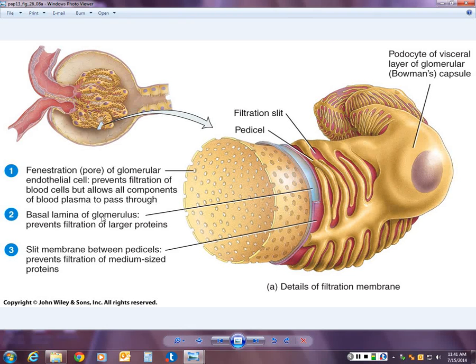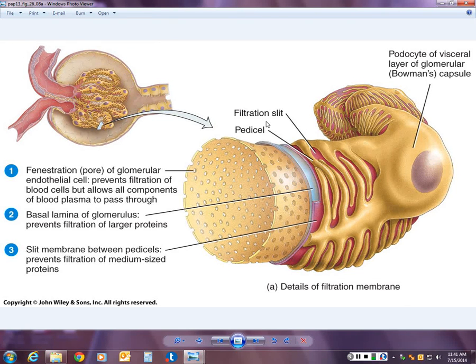And the third and final component of that filtration membrane is comprised of cells called podocytes. These podocytes make up the visceral layer of Bowman's capsule. What happens is the podocytes have long finger-like extensions called pedicles. These pedicles interlock like fingers, and what that creates in between them are small, tiny gaps called filtration slits. So those are your three layers to the filtration membrane. You have the fenestrated endothelium along with the basal lamina, and then these filtration slits are formed by the interlocking pedicles of the podocytes.